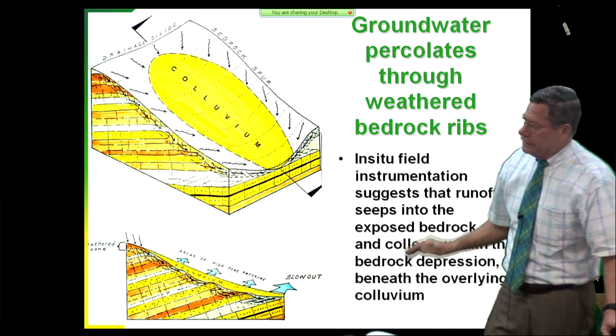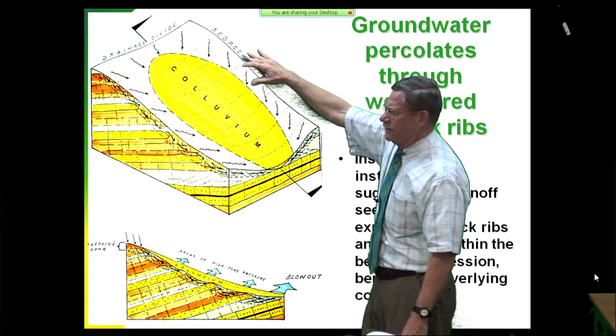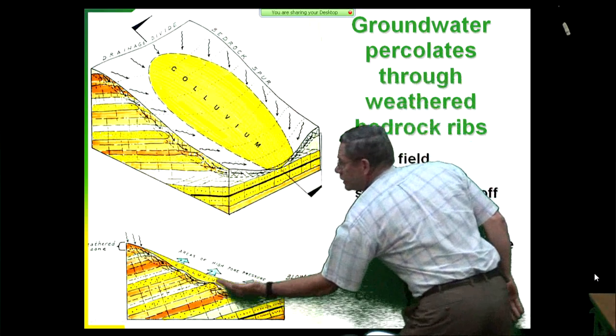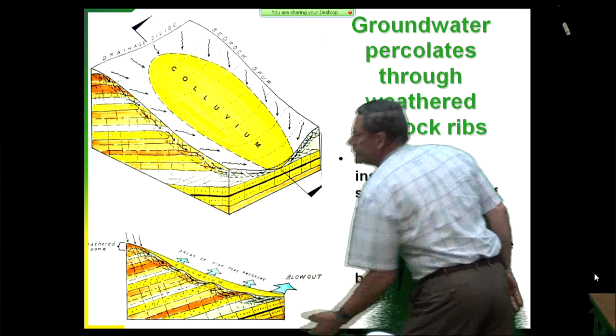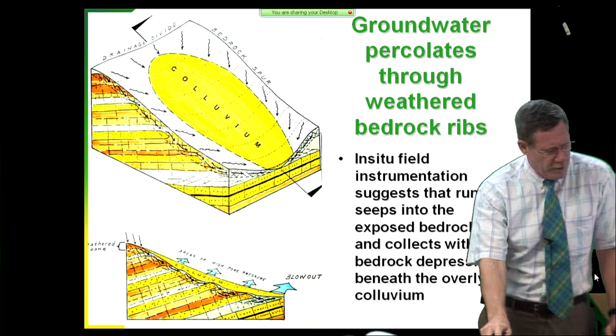So that's a real good picture. Bedrock spur on the side is where the water goes into the ground. Colluvial-filled bedrock depression is what gets lifted up by these pore pressures that develop through the accretion of shallow groundwater seepage.